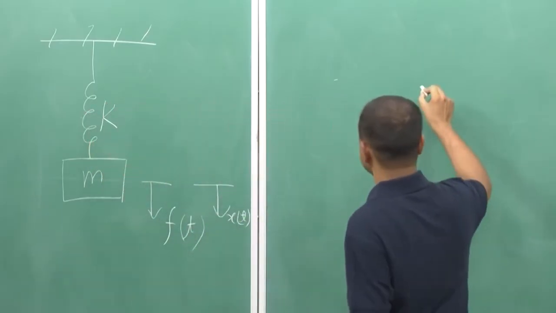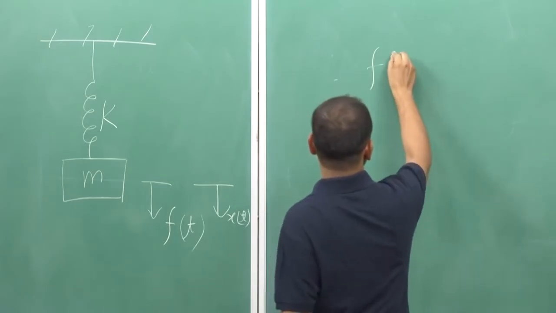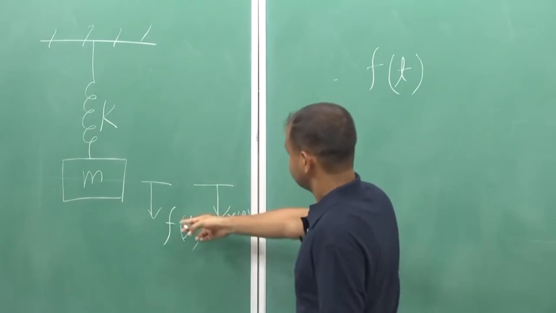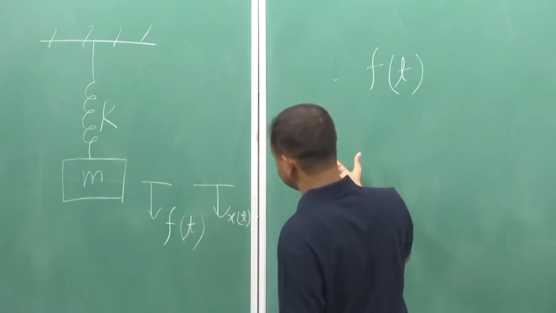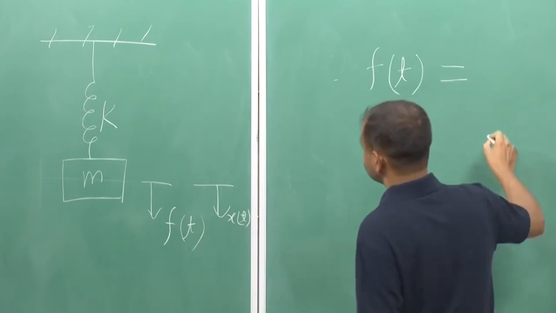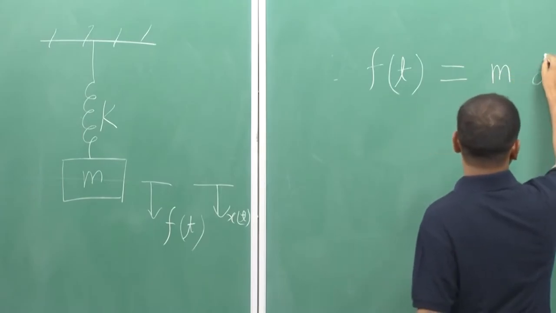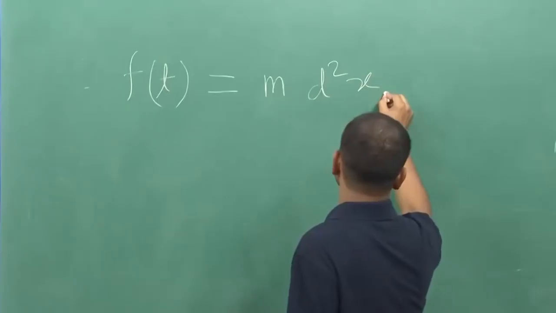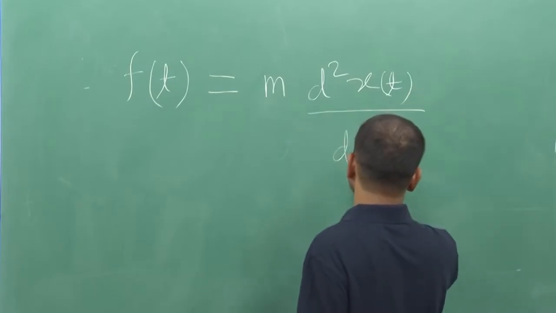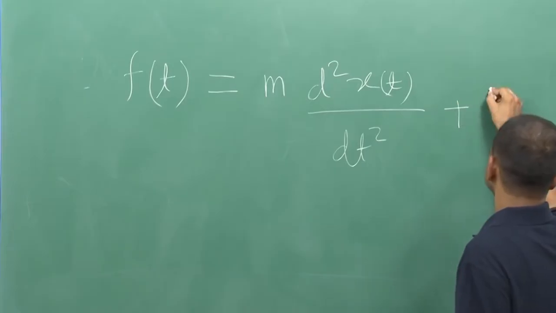When we apply the force F of t, the opposing force and the applied force will be equal. So we can write F of t is equal to m d square x of t, this is the inertial force, and the force due to the spring.